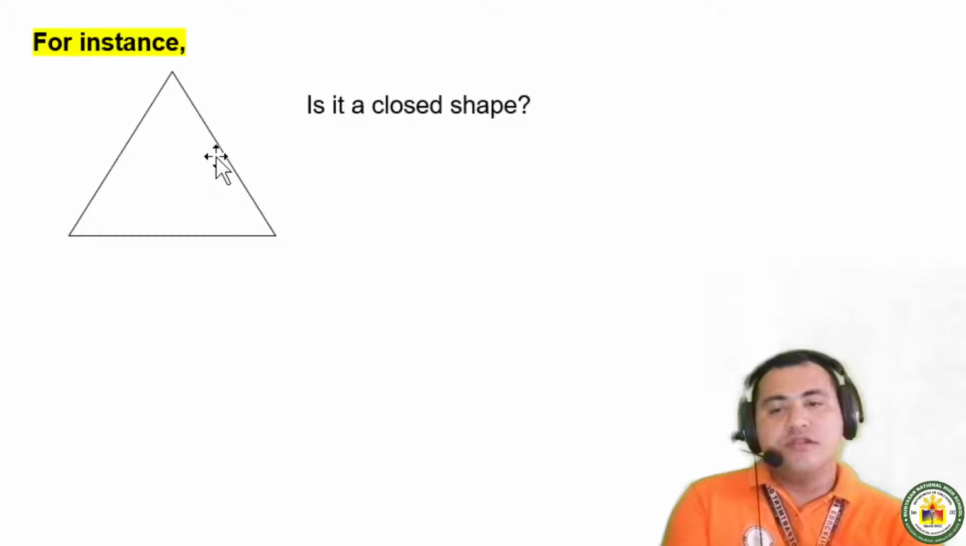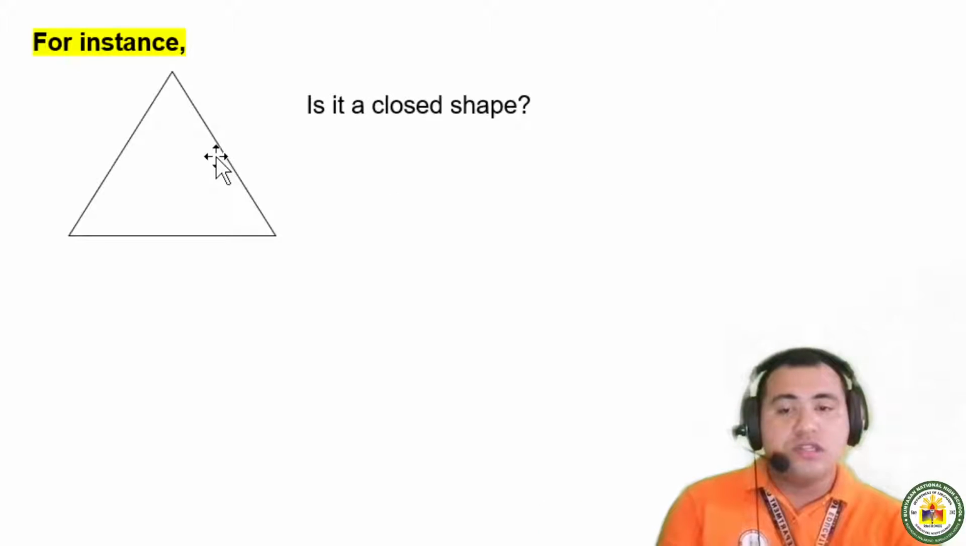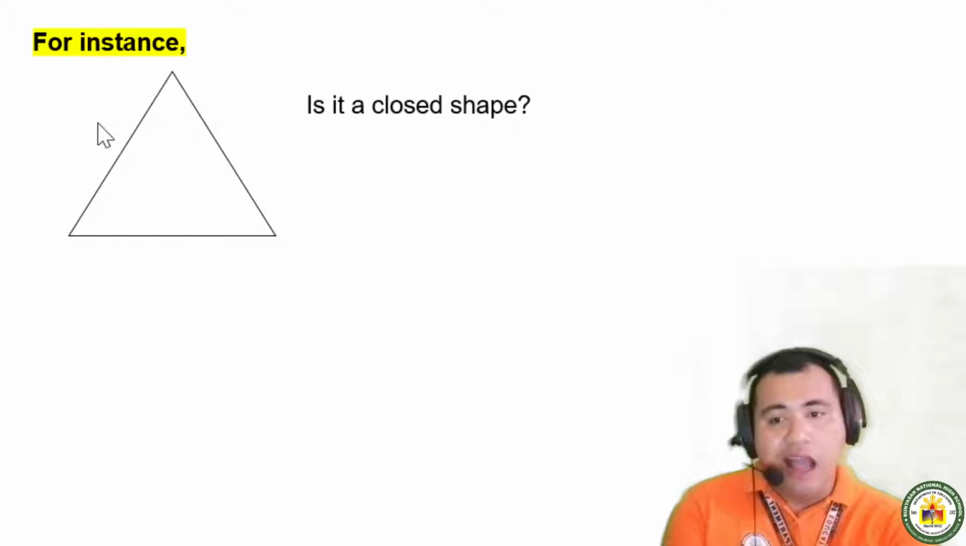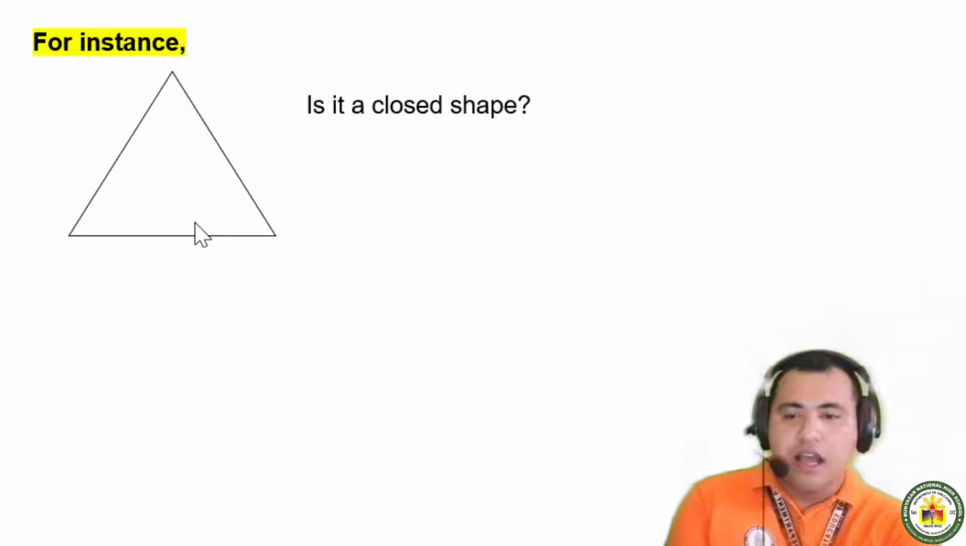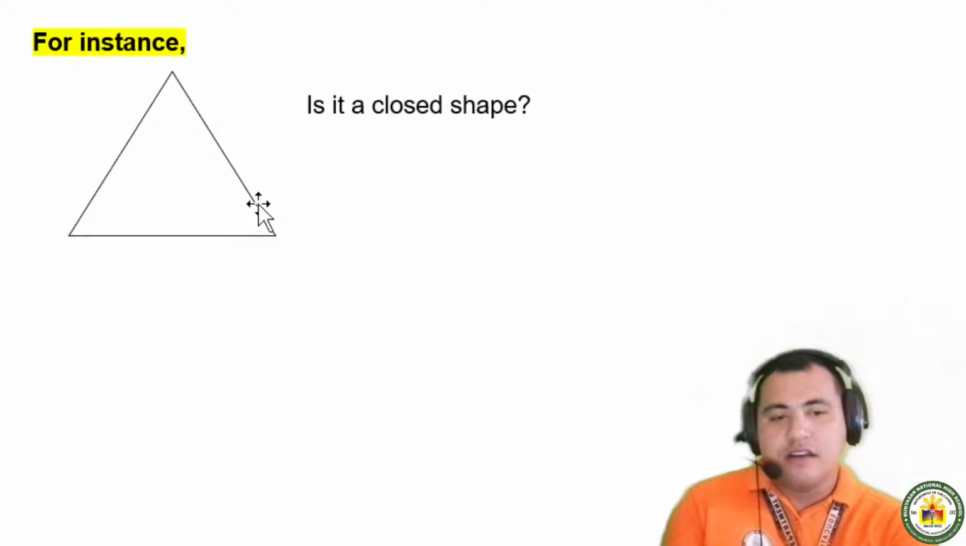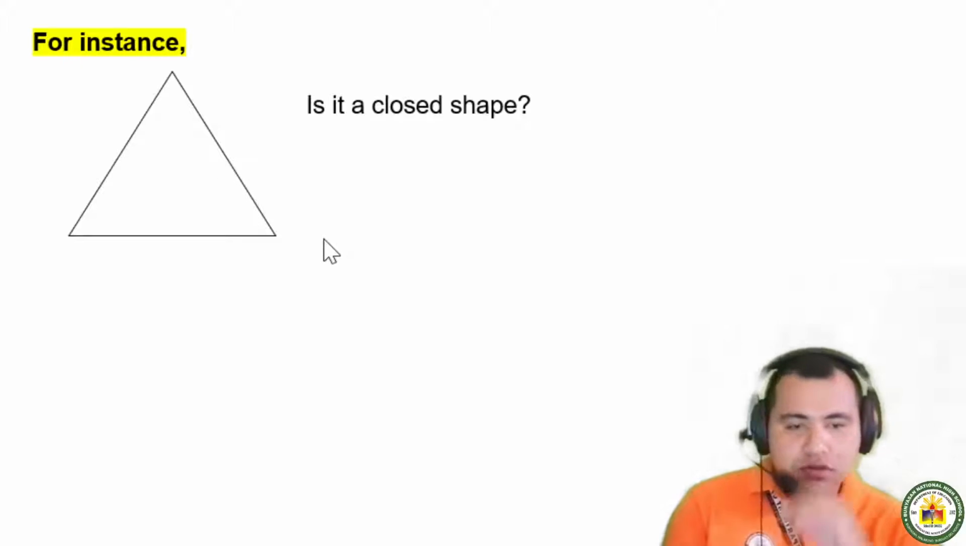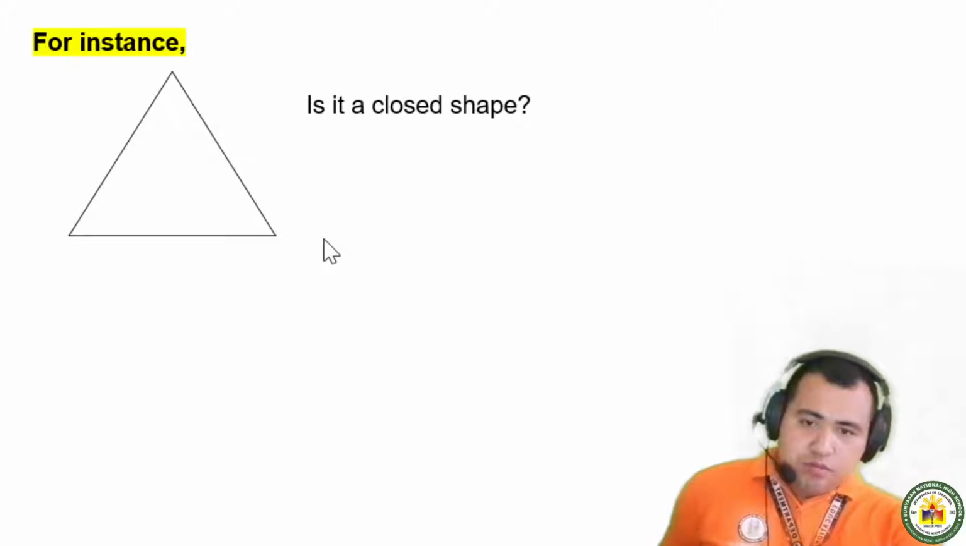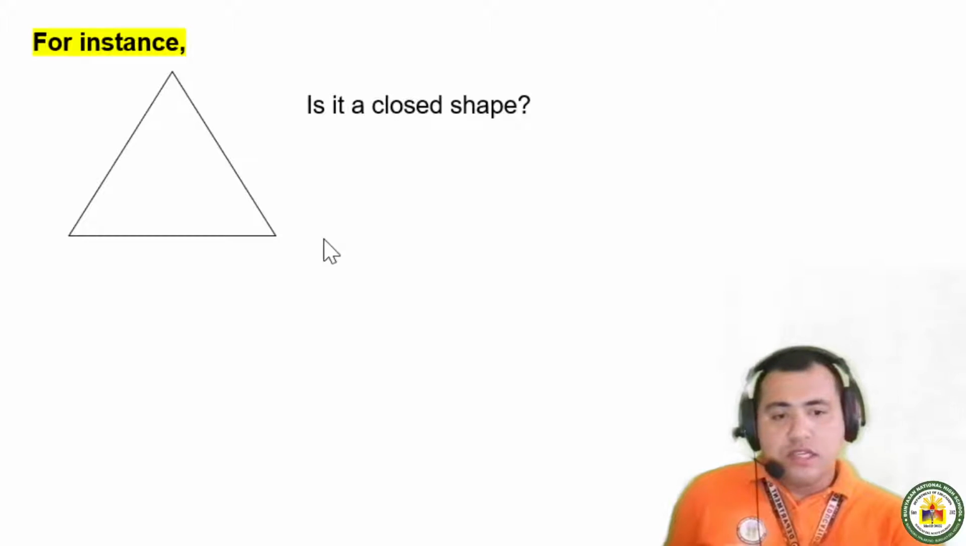First condition: is it a closed shape? Try to examine. Our triangle is closed. There is no opening there. It is closed. Now, is it a closed shape? What is your answer?